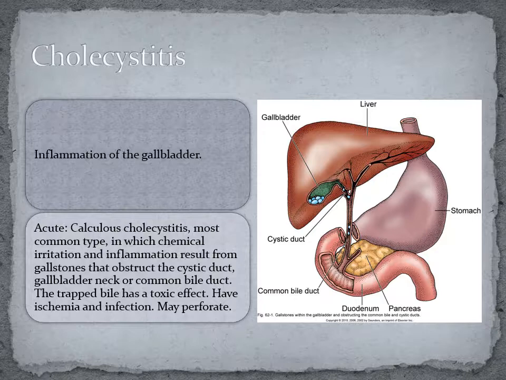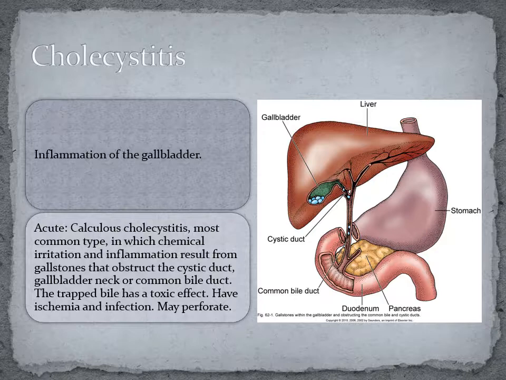Acute can be calculous or acalculous. There is a chemical irritation and inflammation that result in gallstones, which obstruct the cystic duct, gallbladder neck, or common bile duct. The trapped bile is reabsorbed. They may have edema, impaired circulation, and gallbladder distension, which causes ischemia and infection, results in tissue sloughing and gangrene, and it can rupture and lead to peritonitis.